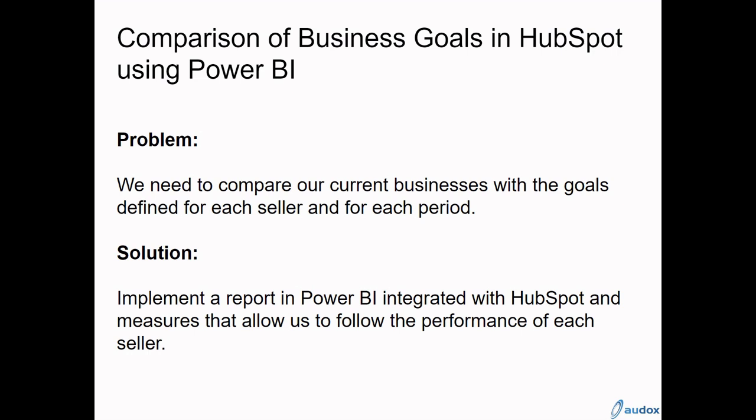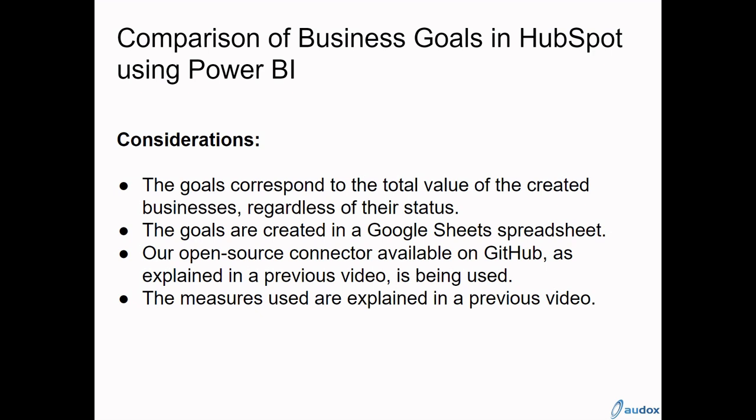For this, we'll have several considerations. First, to simplify the report, what we've done is consider the total value of businesses regardless of the stage or phase they're in. This is in a more advanced version of the report. You should consider this when reviewing. Additionally, the goals are implemented in a Google spreadsheet.